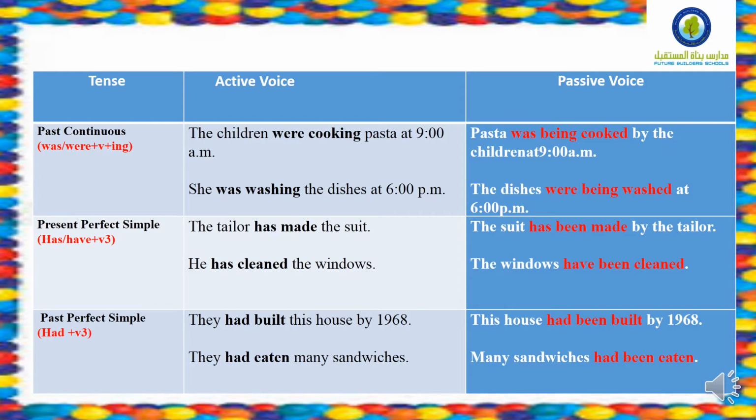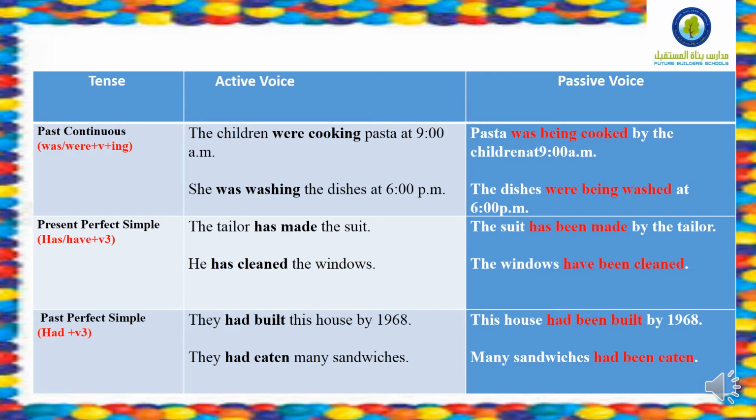روح لعائلة الperfect. Present perfect simple, وهو الفعل المضارع التام البسيط اللي هو عبارة عن subject with has or have with verb 3, هذا بالمبني للمعلوم. Examples. The tailor has made the suit. The tailor is the subject, has made is the verb, the suit is the object. He has cleaned the windows. He is the subject, has cleaned is the verb, the windows is the object.